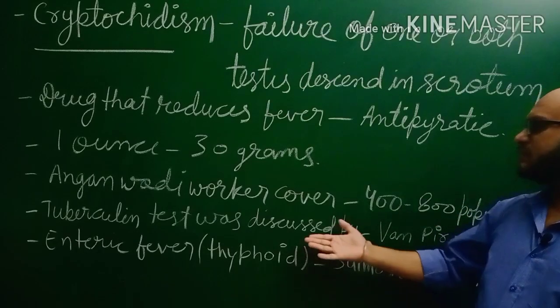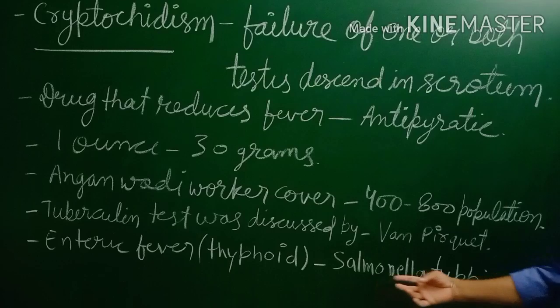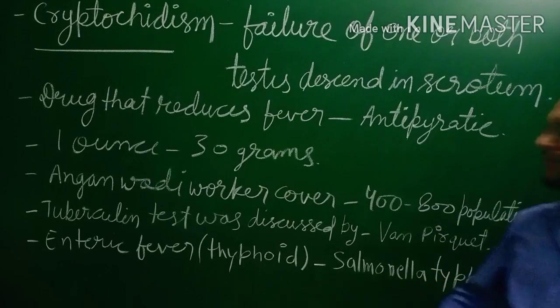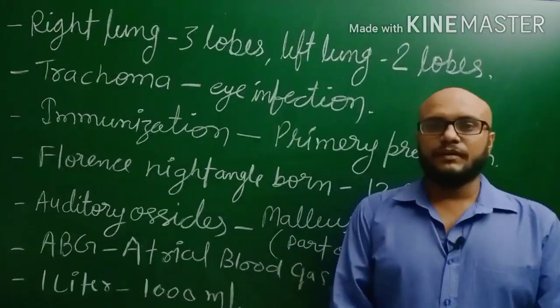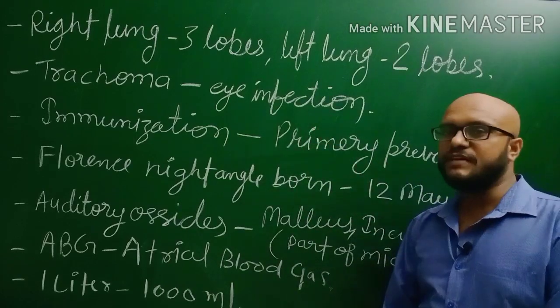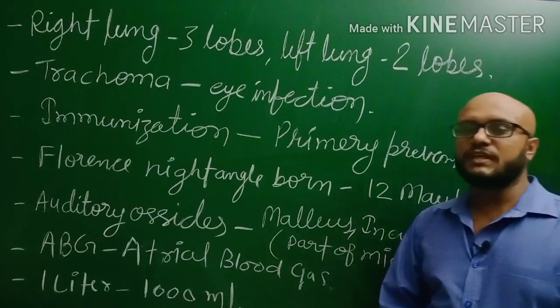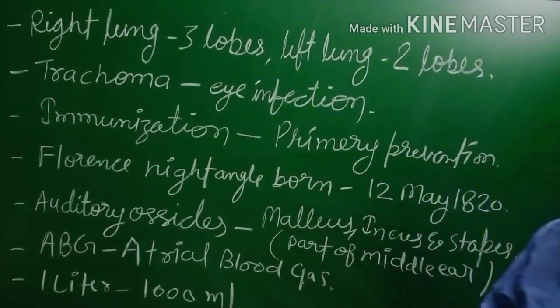Tuberculin test was discussed by von Pirquet. Enteric fever is caused by Salmonella typhi. Enteric fever is also known as typhoid. Next question is from anatomy. Right lung contains 3 lobes, left lung contains 2 lobes. Trachoma is an eye infection. Immunization comes under primary prevention. Early diagnosis and treatment comes under secondary prevention.